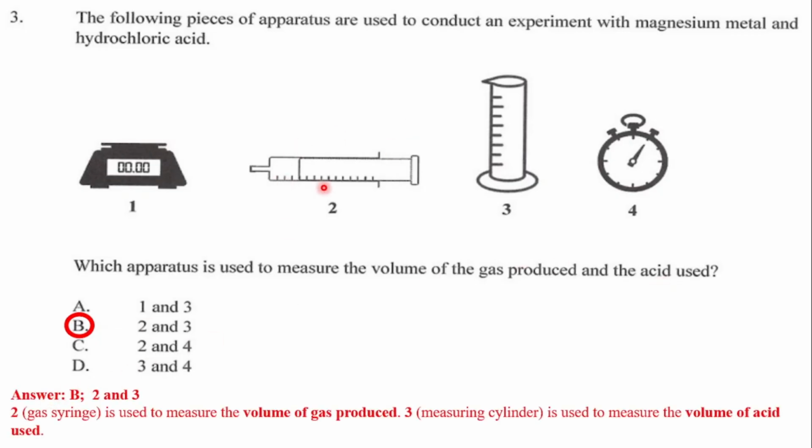Apparatus 2 is a gas syringe, and we're going to use that to measure the volume of gas produced. But we also need to measure the volume of acid used, and for that we're going to use the measuring cylinder, which is 3. So the correct answer is definitely going to be B, 2 and 3.